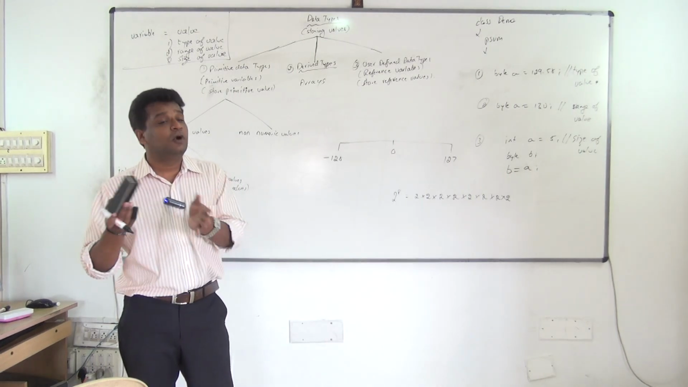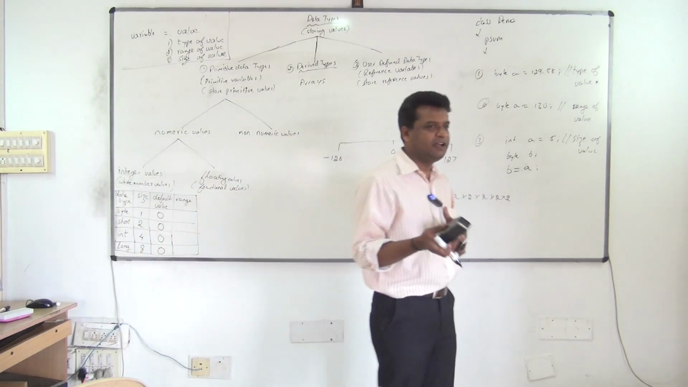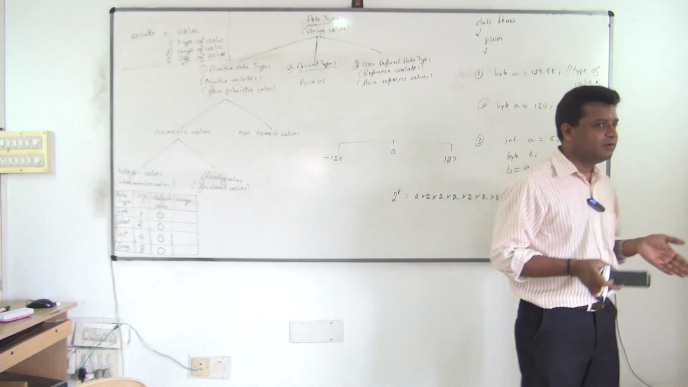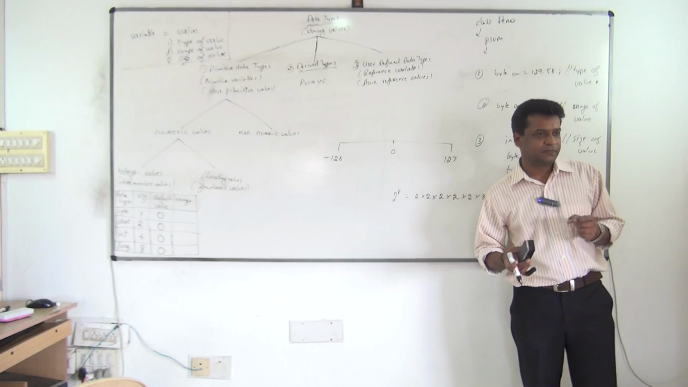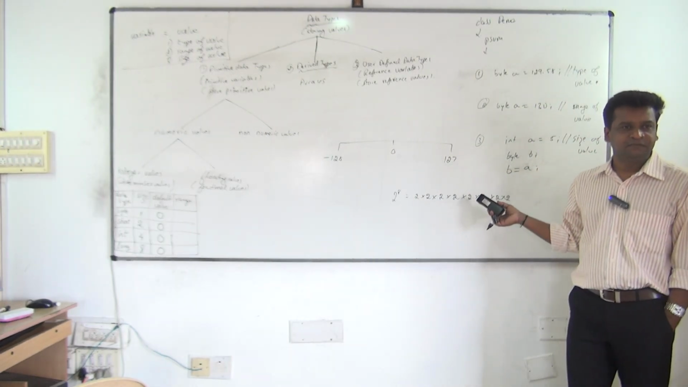Type checking means what type of value you are giving to what type of variable. It checks at compilation time. That is what is called type checking. Clear? Any questions here? Okay.